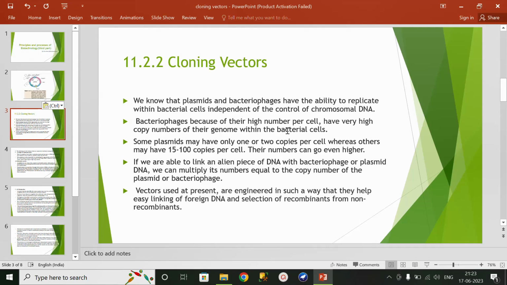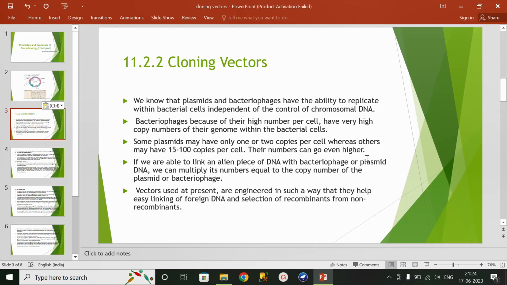Bacteriophages, because of their high number per cell, have a very high copy number of their genome within the bacterial cell. Copy number means they can produce a number of copies. Some of the plasmids have only one or two copies per cell, whereas others have 15 to 100 copies per cell. Their number can go even higher. Some microorganisms like E. coli contain one or two copies of plasmids inside them.